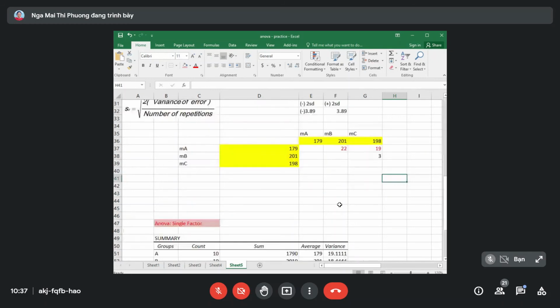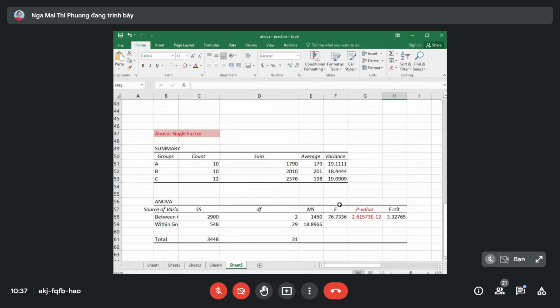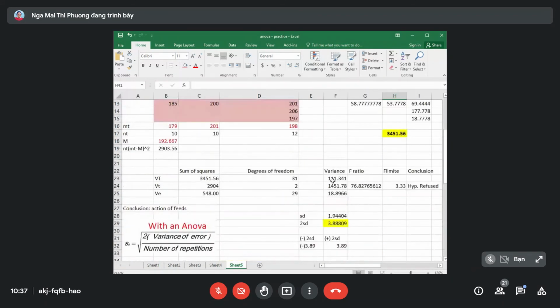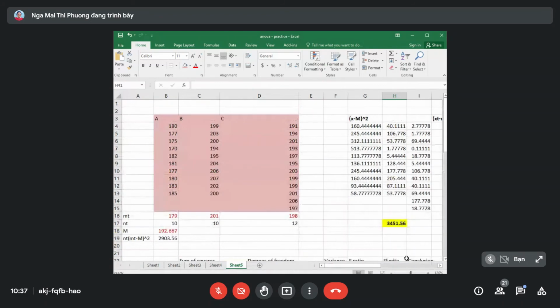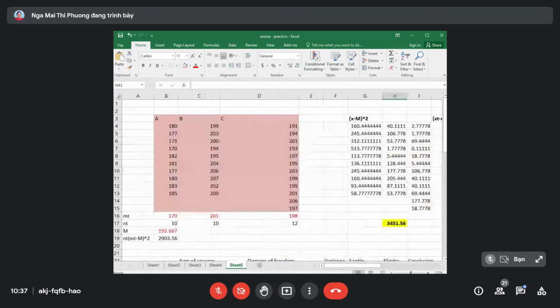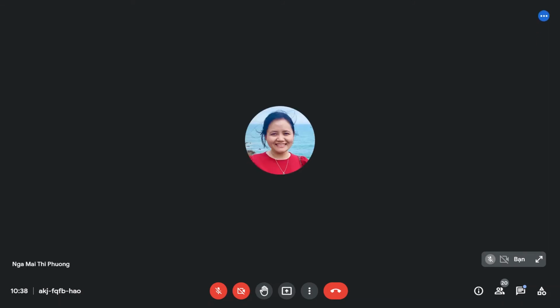Okay, clear for all? Any more questions? If not, I will move to another test. The ANOVA is more complex. You will see another test, but it's not difficult, just less complex than ANOVA.